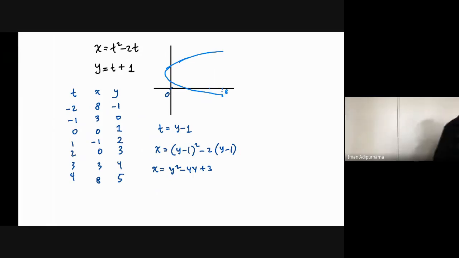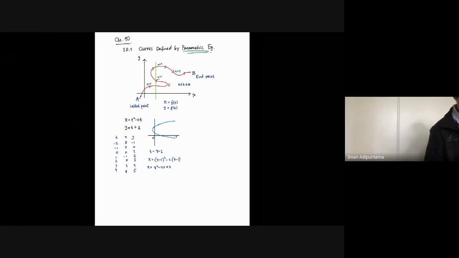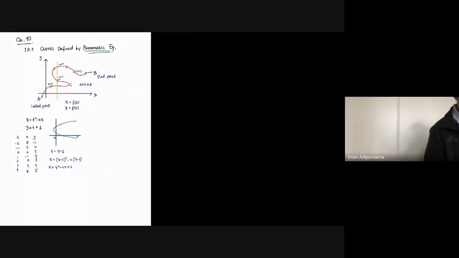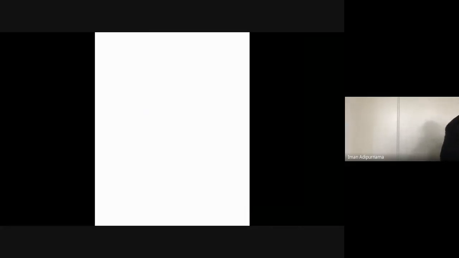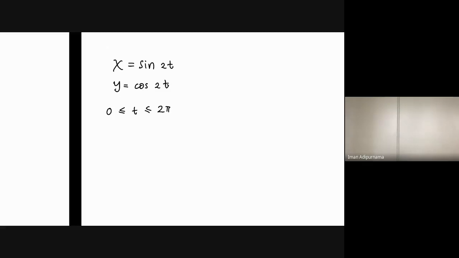But before we deal with the calculus part, let me also give you an example of what can happen in the parametric. Let me write this as x is sine t and y is cos t. And let me define t as going from 0 to 2 pi.